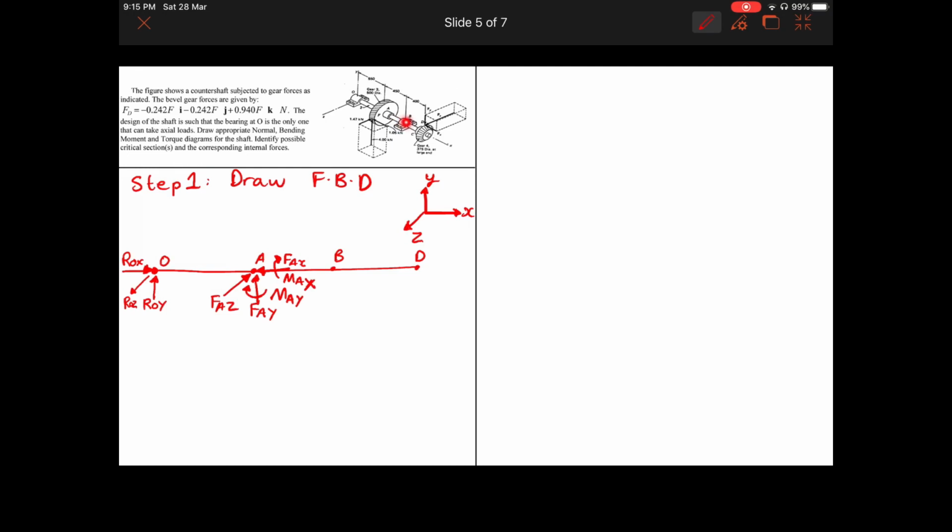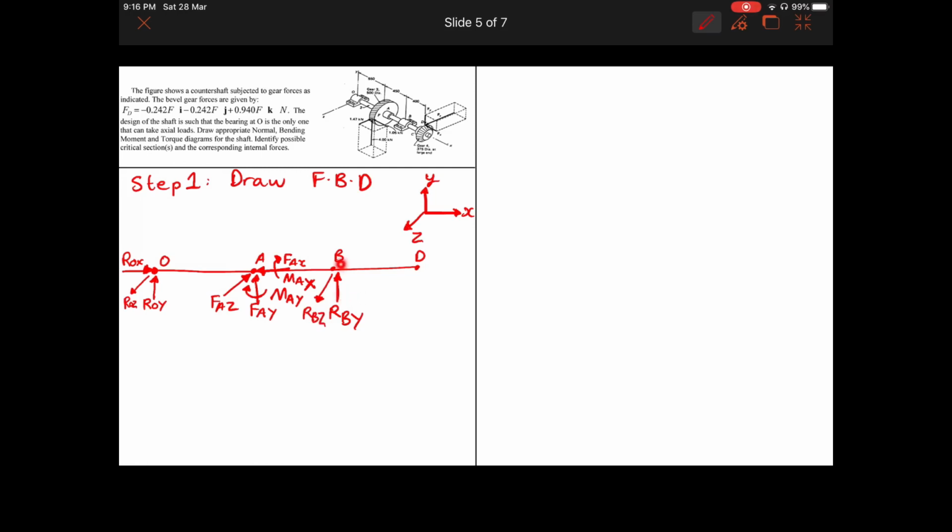Now let's move on to point B. As mentioned in the question, the bearing O is the only one that can take axial load. So there is no force RBX. So we will just have RBY and RBZ.